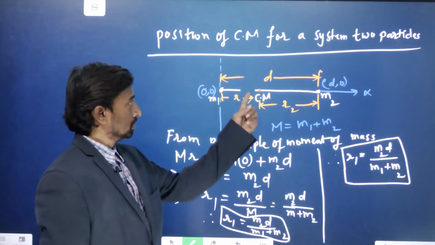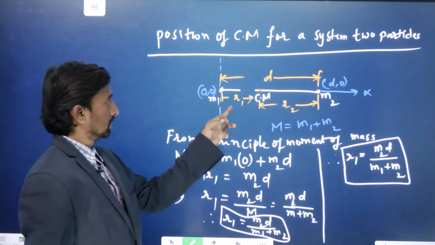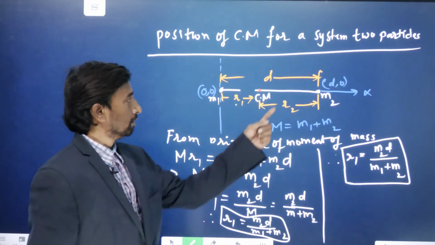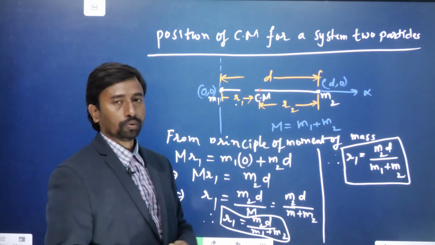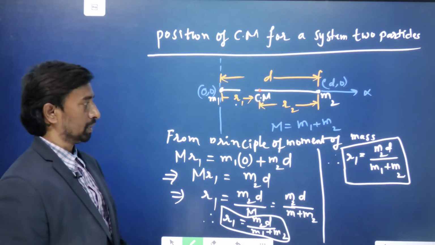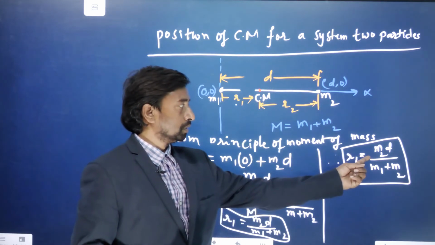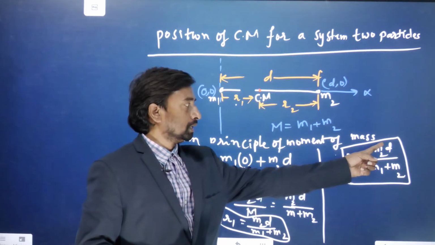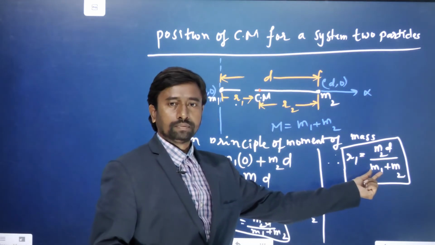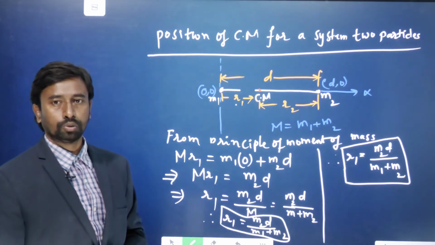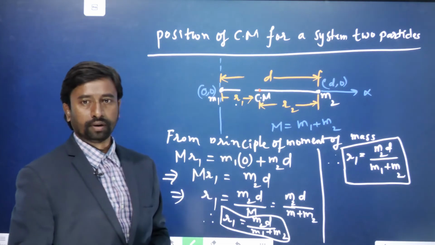Now we are going to find the position of the center of mass from the second particle. From the first particle it is at a distance r1, and from the second particle it is at a distance r2. We have the formula for r1: the mass of the second particle into the distance between the two particles, divided by the sum of the masses of the two particles. Now how do we find r2?